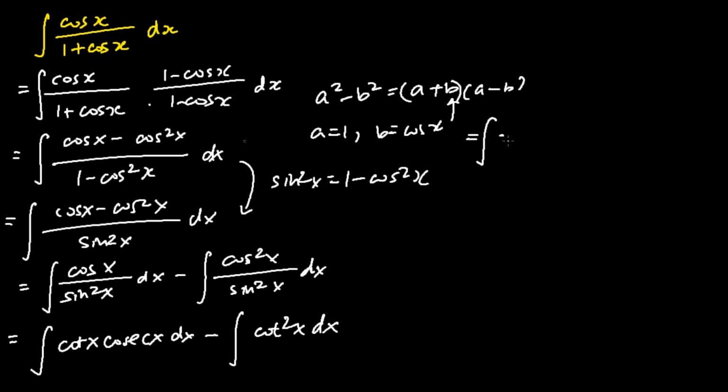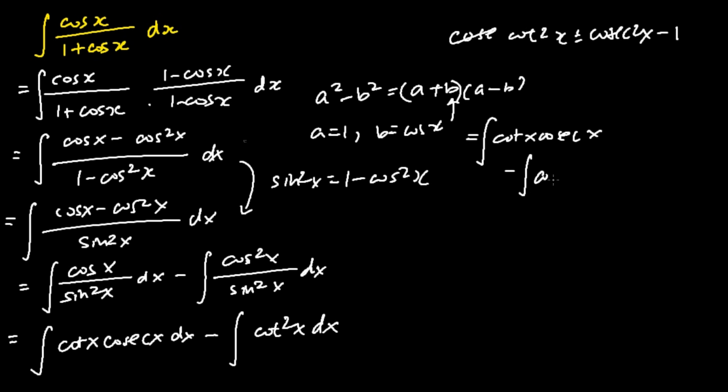And from here, I will focus on the second integral right now. I can further transform the second integral by applying the trigonometry identity that cotangent square x is equal to cosecant square x minus 1. Hence I substitute cotangent square x as cosecant square x minus 1. After which I can split the second integral out into two integrals.